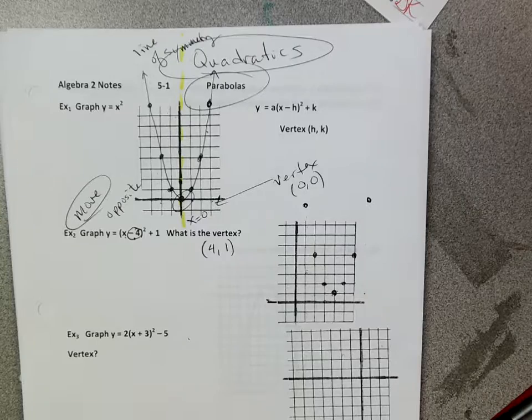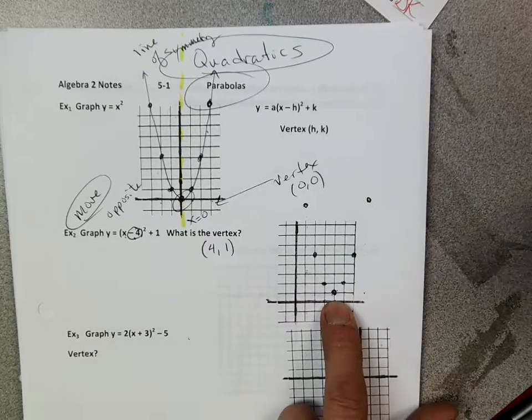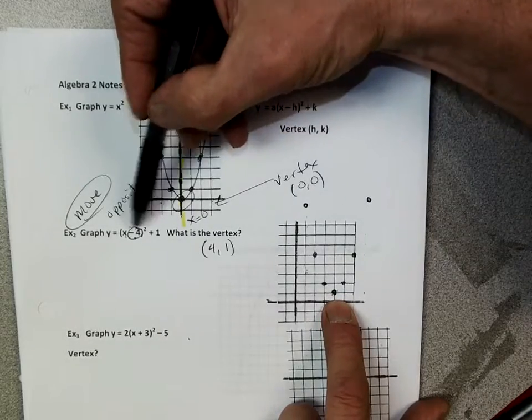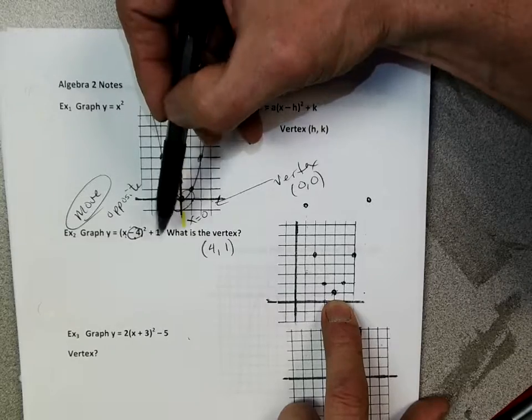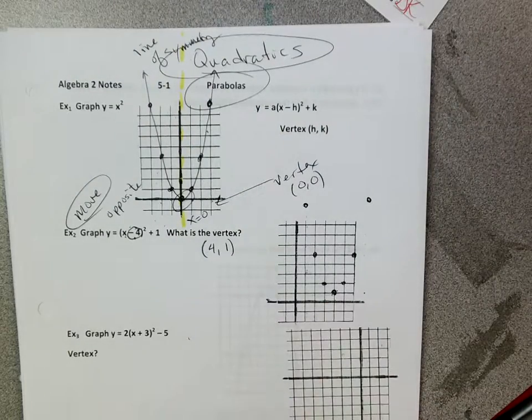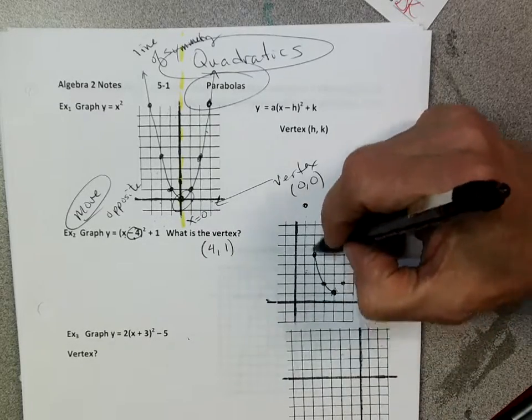So, I found my vertex from the opposite of this number and that number. That's my vertex. It's called vertex form. And then I just did my parabola. 1, 1, 2, 4, 3, 9, because 1 squared, 2 squared, 3 squared. And I just draw it in carefully, okay?